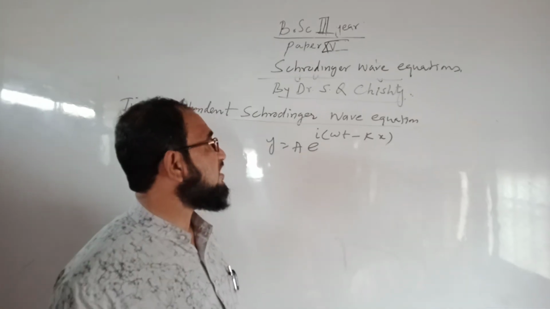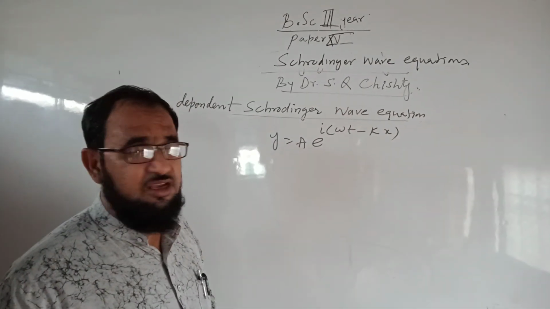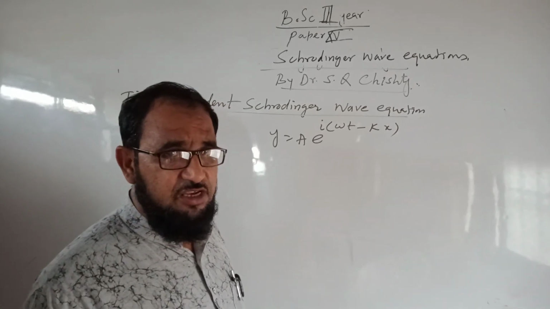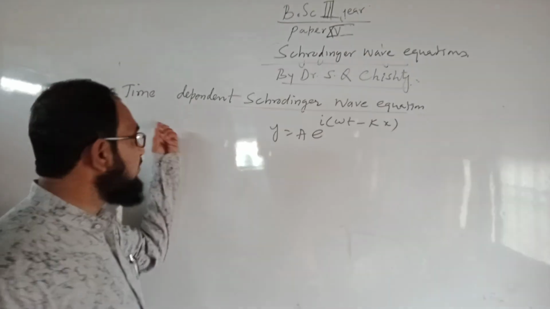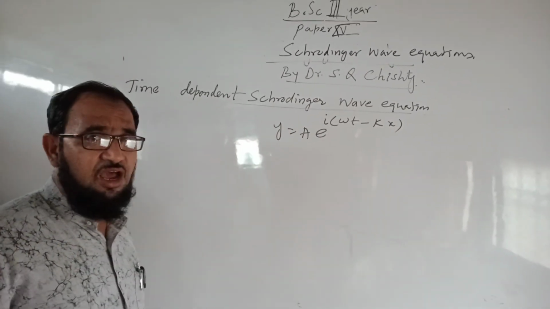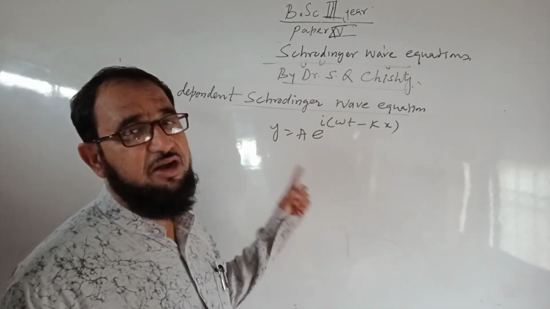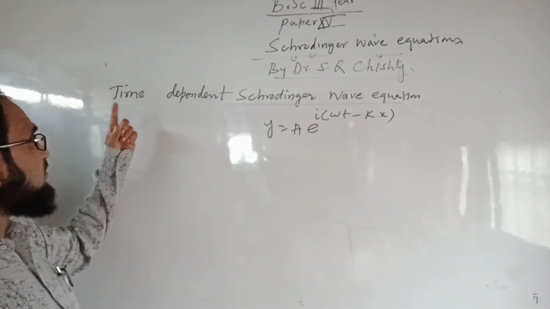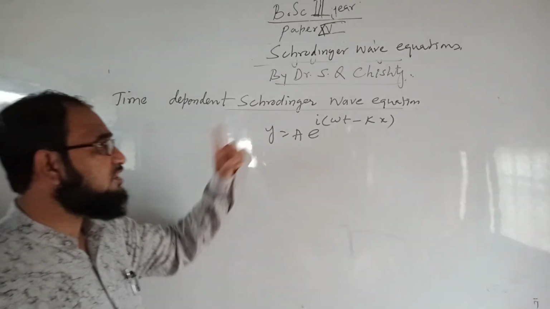My today's topic is Schrodinger wave equation and its applications. There are two types of Schrodinger wave equations. One is time dependent Schrodinger wave equation and another is time independent Schrodinger wave equation. So today we are going to study about the time dependent Schrodinger wave equation.